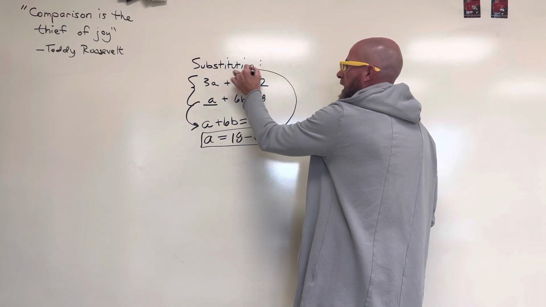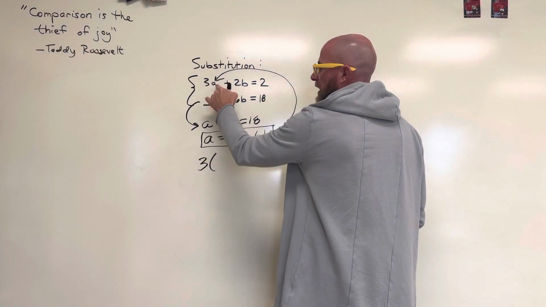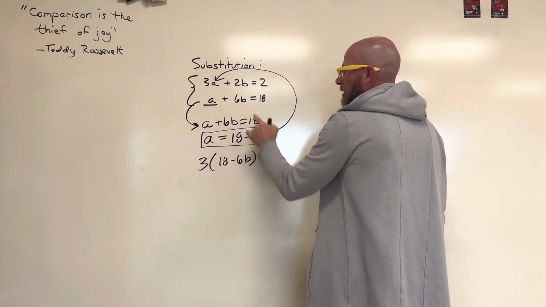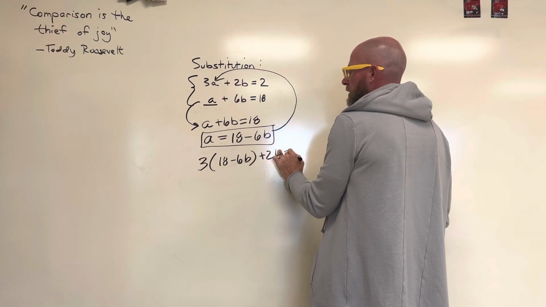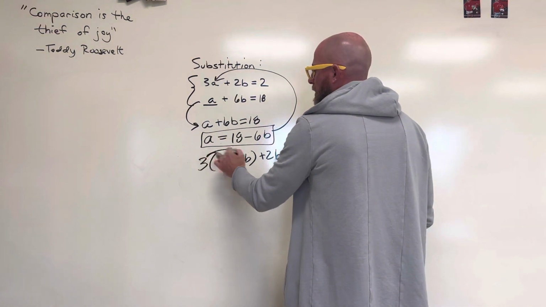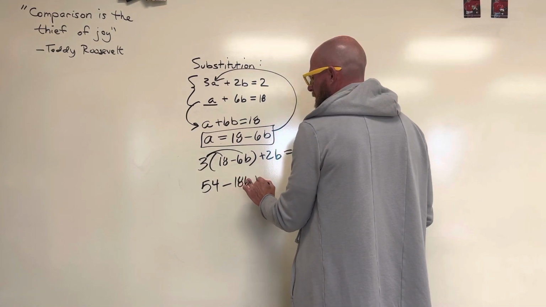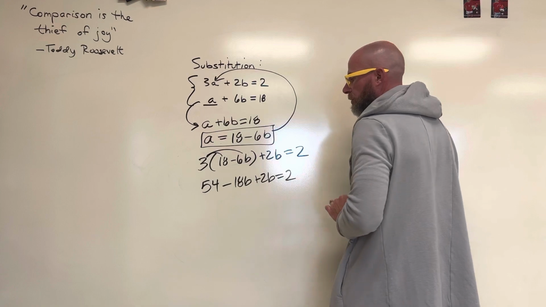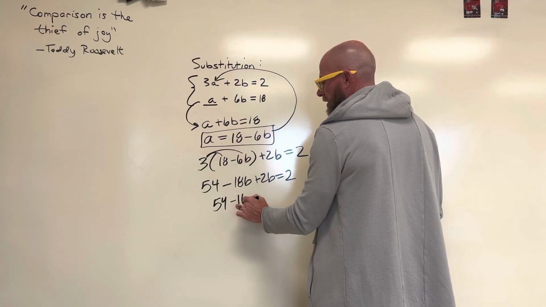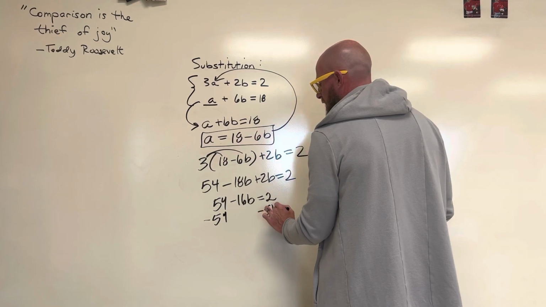And I can now plug that into here. So I have 3, where it was A, it is now 18 minus 6B, then plus 2B equals 2. So there's where the substitution happens, and then you can distribute and solve. 54 minus 18B plus 2B equals 2. Combine like terms, negative 16B equals 2. Subtract 54 from each side.